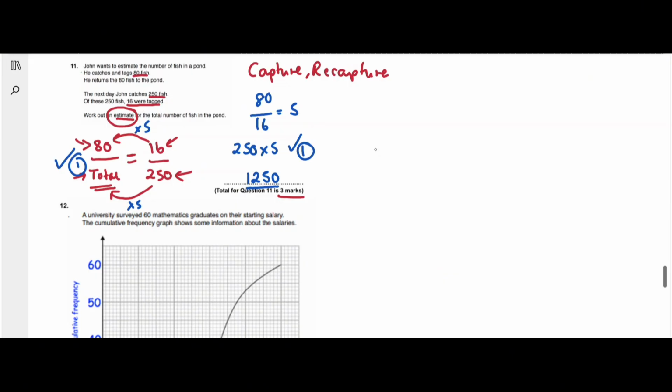So that's it. What it might then ask you is what assumptions have been made. That's very common. What assumptions have been made in your estimate? Well, we're talking about fish here. So we're assuming that none of the fish have died, because that could happen. That's quite a common one you can put. So none of the fish have died. This is not asking for this in this question, it's just in case it comes up. None of the fish have died.